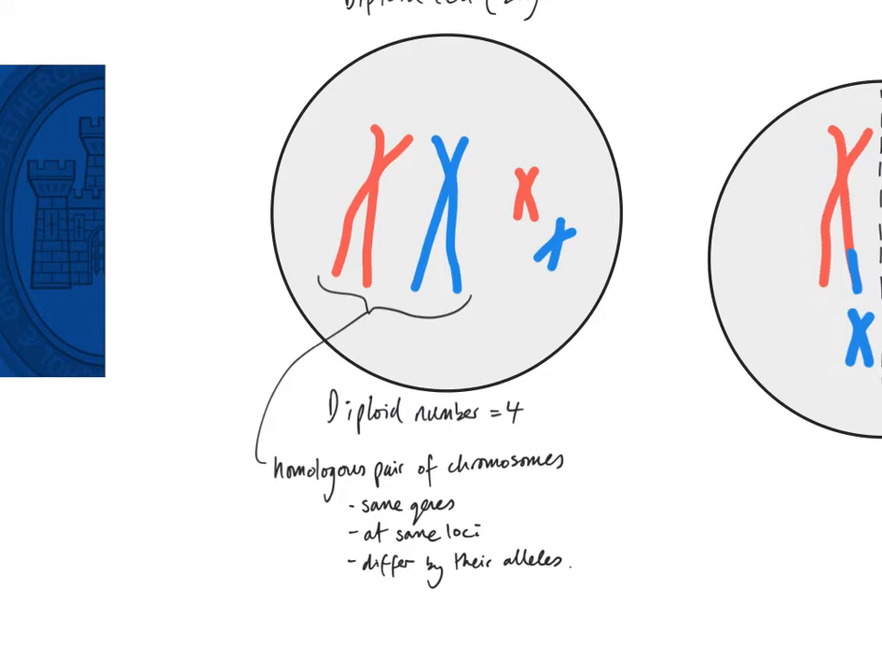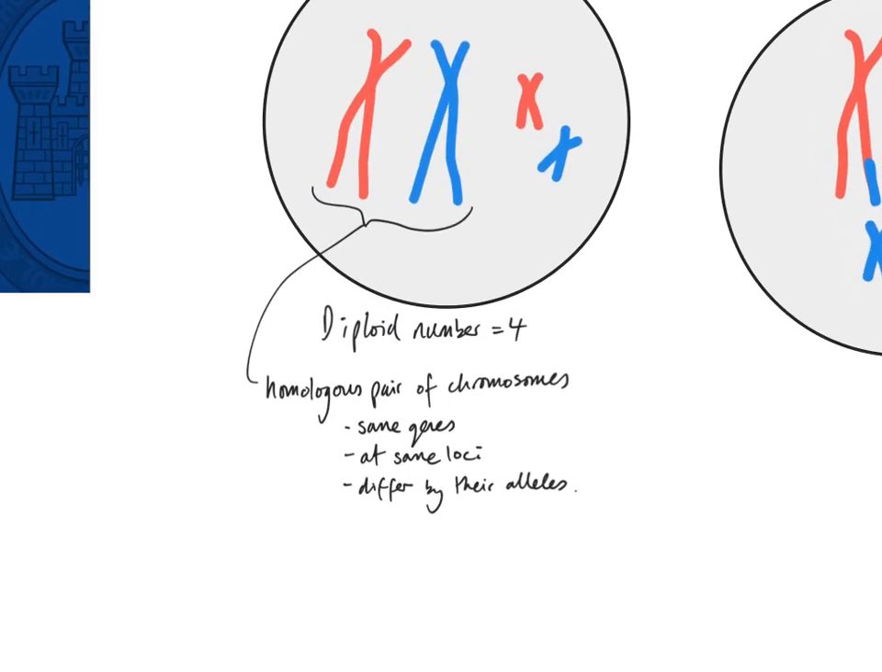The other observation I can make is that they consist of 2 chromatids, so each chromosome has been replicated. So it's pairs of chromosomes, and they've been through semi-conservative replication.